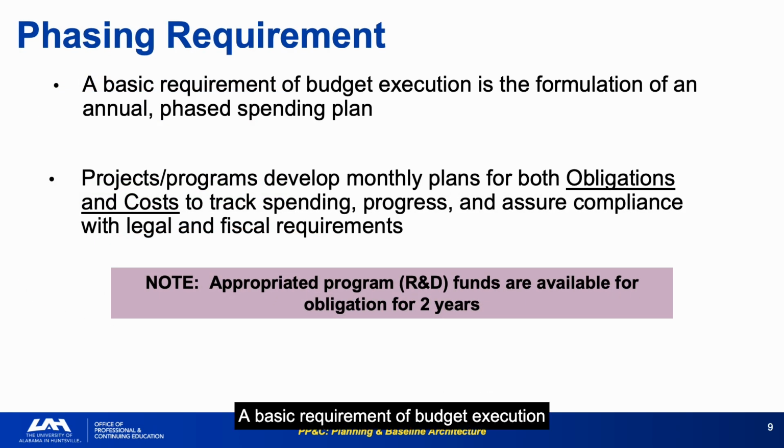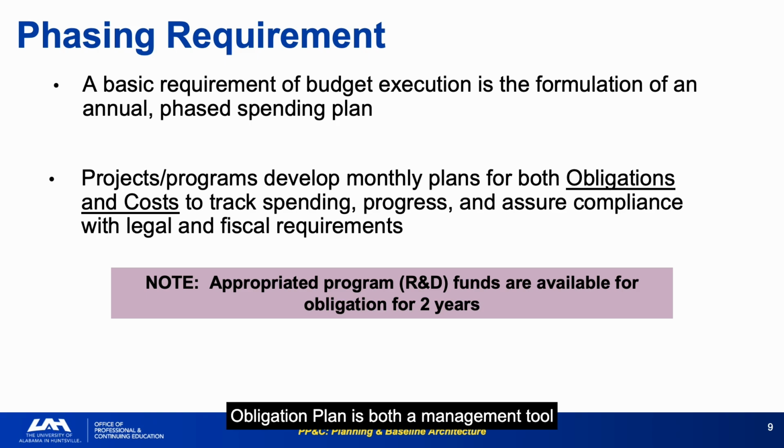A basic requirement of budget execution is the development of an annual phased spending plan, monthly plans for both obligations and costs that track spending, progress, and compliance with legal and fiscal requirements. Appropriated R&D funds are available for obligation for 2 years. This is the 2-year availability window. It doesn't mean you have 2 years to obligate. It means funds do not expire immediately, providing some flexibility for late-starting contracts.